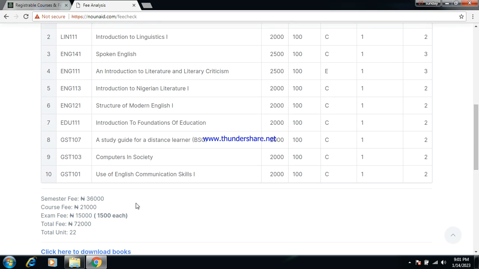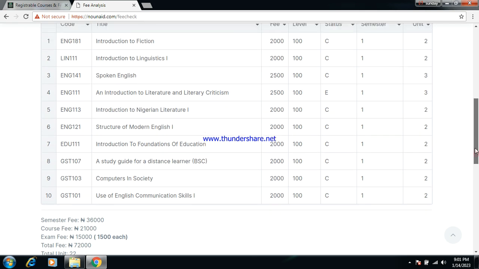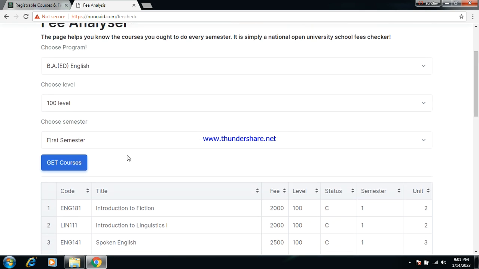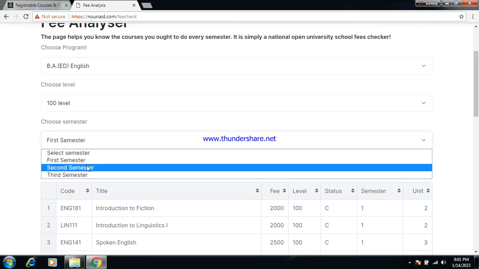So at the left hand side of the dashboard you see semester fee 36,000, course fee 21,000, exam fee 15,000 at the rate of 1,500 each per course. The total is 72,000. The total unit is 22. So this is it. These are the courses on the level first semester. Let's go to second semester.